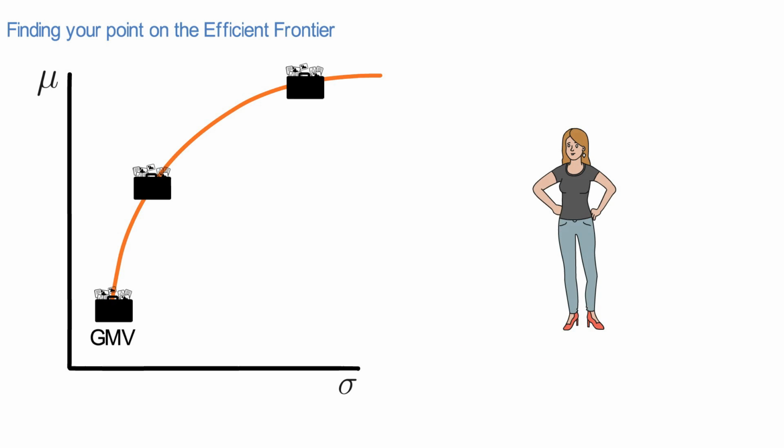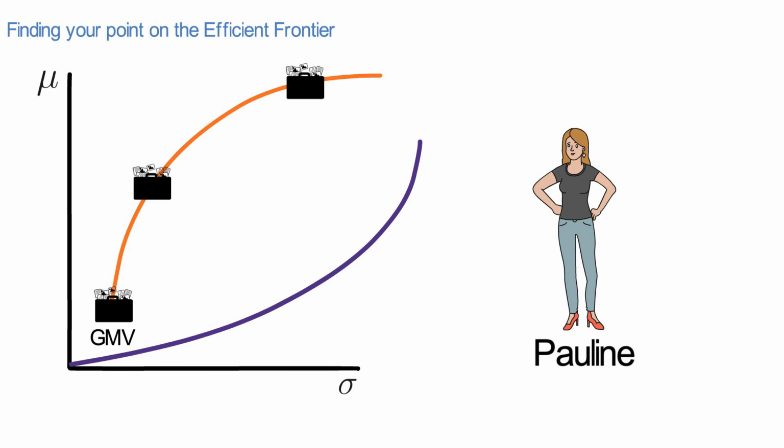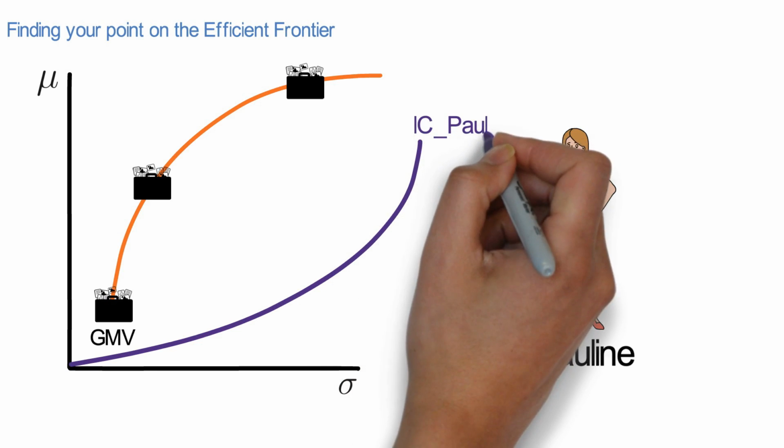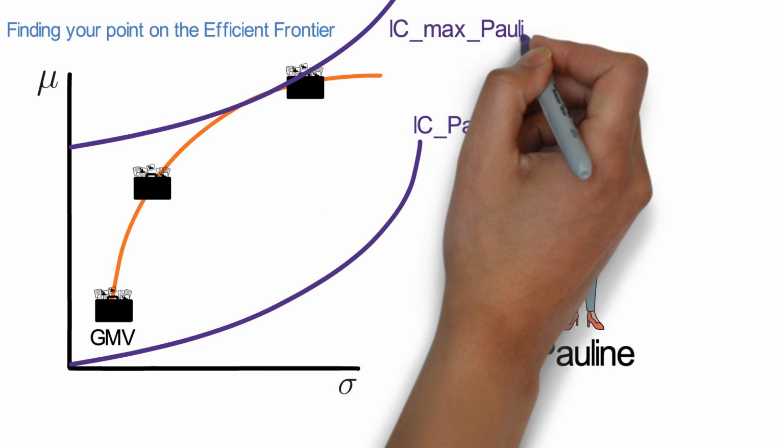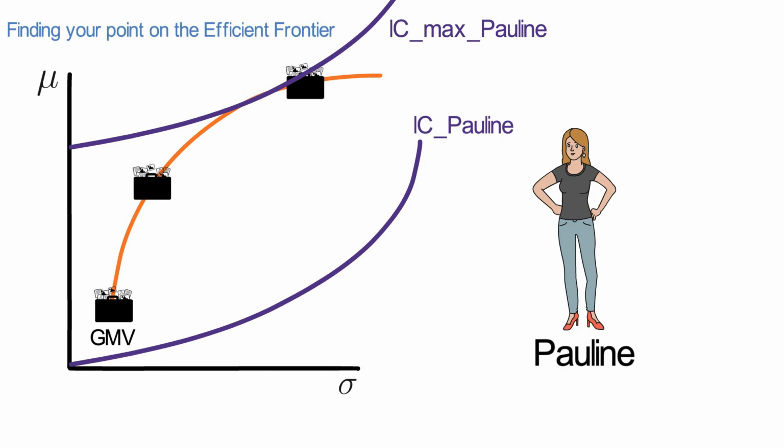So let's start with Pauline. Pauline had a modest risk aversion, which results in an upward sloping convex indifference curve. Pauline maximizes her mean variance expected utility if her indifference curve is as up northwest as possible. The largest possible expected return risk combination that Pauline could reach is if her indifference curve touches the efficient frontier.